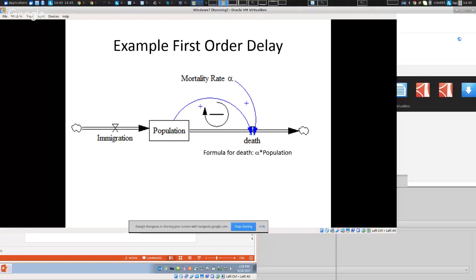Okay, what are the units associated with the flow? What does it have to be? If you have a stock, the flow has to have the units of the stock divided by time. Okay. The formula for the stock is alpha times population. What are the units associated with this formula for death here? It's whatever units are associated with alpha times the units associated with the population, right? What are the units associated with the population? Person. What does that imply the units of alpha have to be? 1 over time.